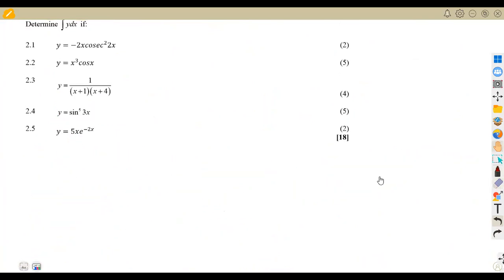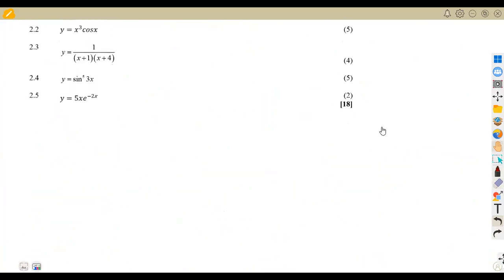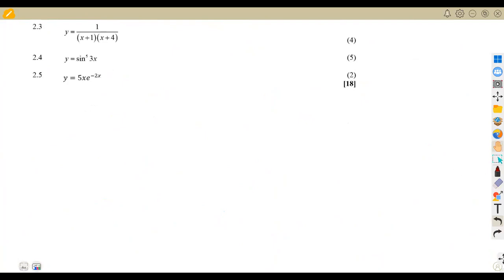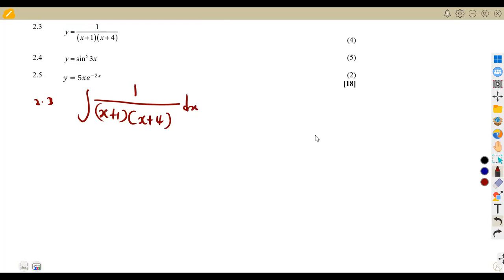Question 2.3. I think we had this question in another class, if I'm not mistaken. We had this question, guys. Anyways, let me do it. We are given the integral of 1 over x plus 1 into x plus 4, like this, with respect to x.